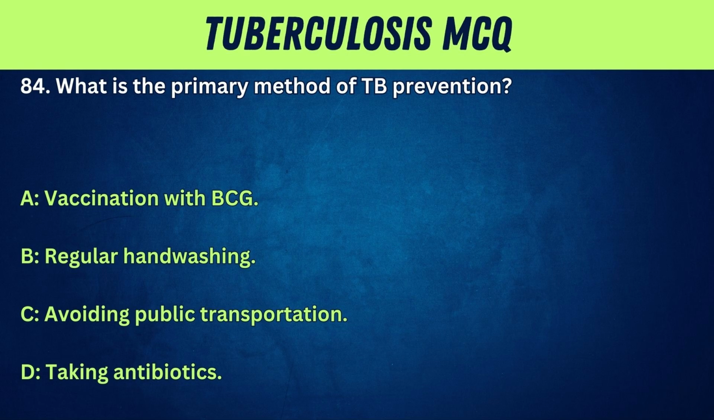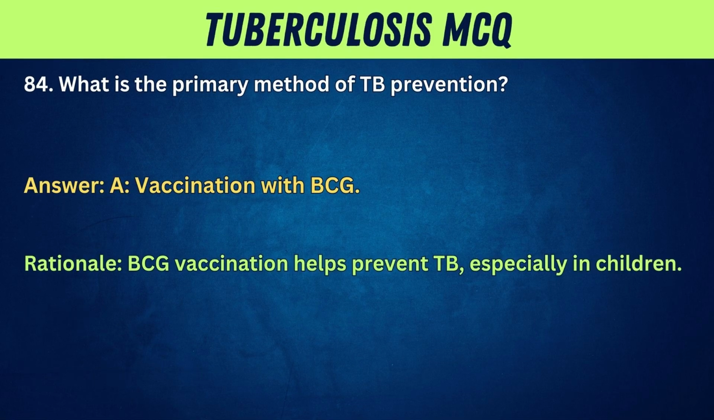84. What is the primary method of TB prevention? A. Vaccination with BCG. B. Regular hand washing. C. Avoiding public transportation. D. Taking antibiotics. Answer: A. Vaccination with BCG. Rationale: BCG vaccination helps prevent TB, especially in children.